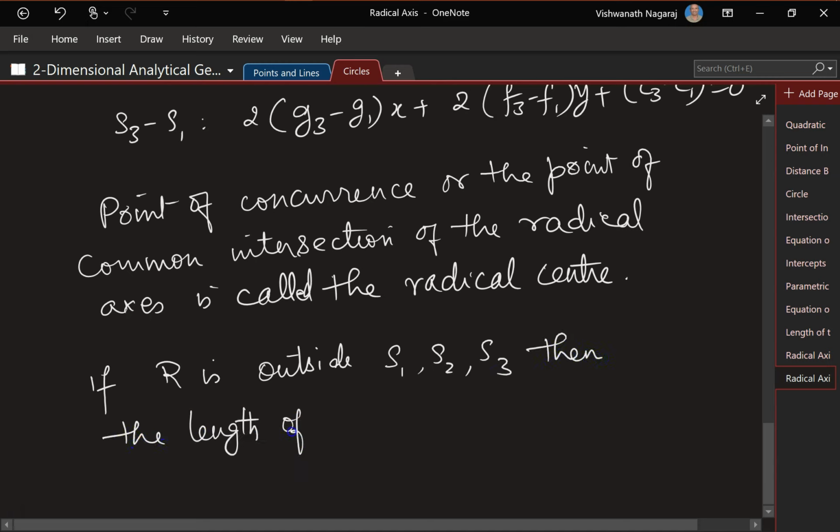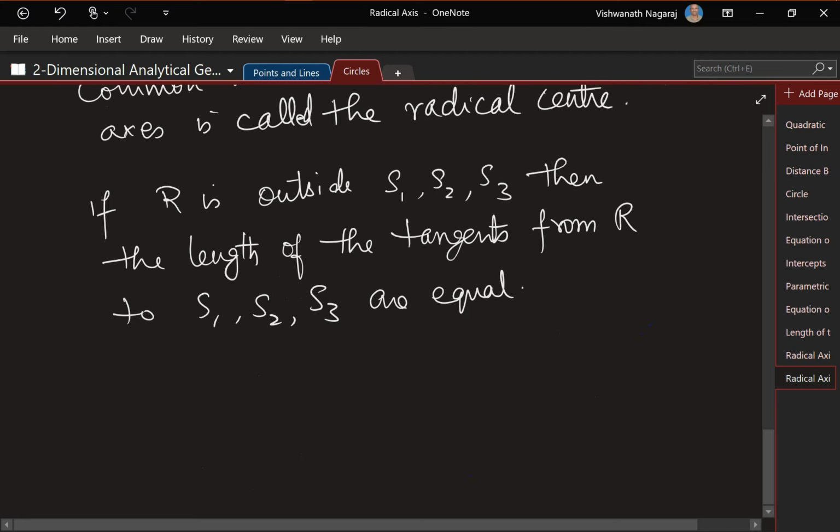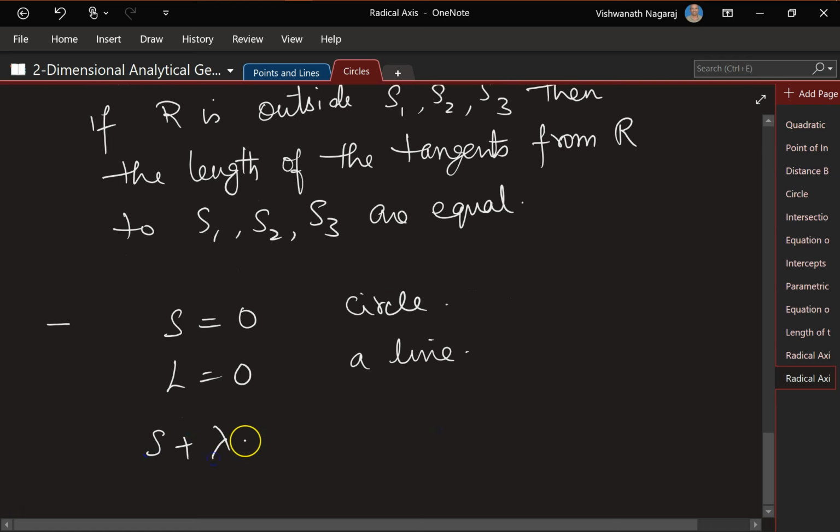Now, if R is outside, which is what it is here, outside S1, S2 and S3, then the lengths of the tangents from R to S1, S2, S3 are equal. Okay. Another interesting thing. S equal to 0. This is a circle. Right. L equal to 0. This is a line. Then S plus lambda L equal to 0 is a circle.